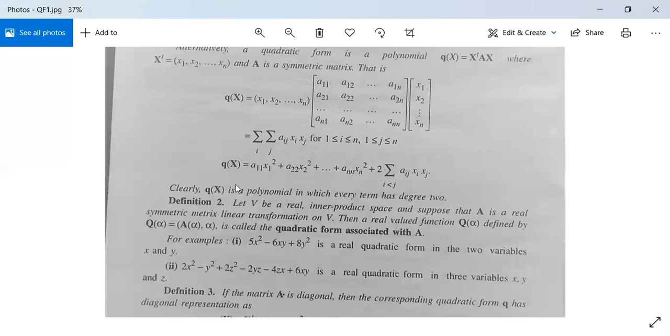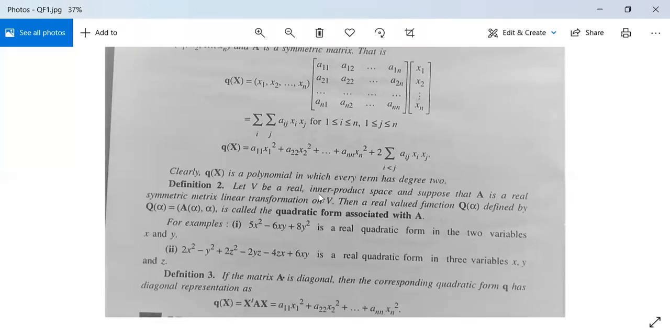Then there is another definition too. Let V be a real inner product space and suppose that capital A is a real symmetric matrix linear transformation on V. Then a real valued function capital Q(α) defined by Q(α) is equal to (Aα, α) is called the quadratic form associated with this matrix A.